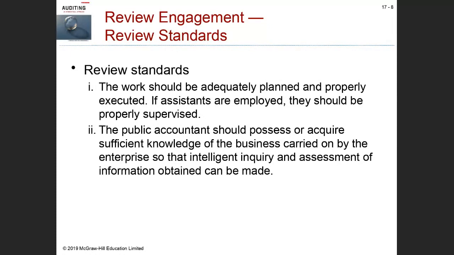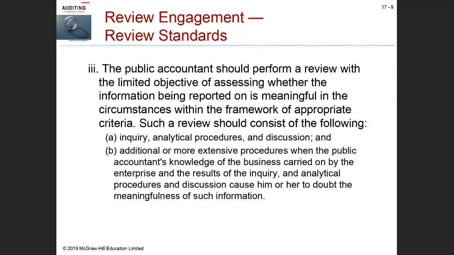The public accountant should possess or acquire sufficient knowledge of the business carried on by the enterprise so that intelligent inquiry and assessment of information can be obtained. That's knowledge of business. Right? When you conduct an audit, you have to have a knowledge of business. Same thing here. You have to understand the business the client is in so that you can ask the right questions. And as a client gives you information, you can make an assessment. Is this information valid or not? Right? Without a knowledge of business, how do you make an assessment as to whether the information the client is giving you is correct and valid information or not? Right? It would be very difficult. So knowledge of business is actually quite important, both from an audit perspective as well as a review engagement perspective.